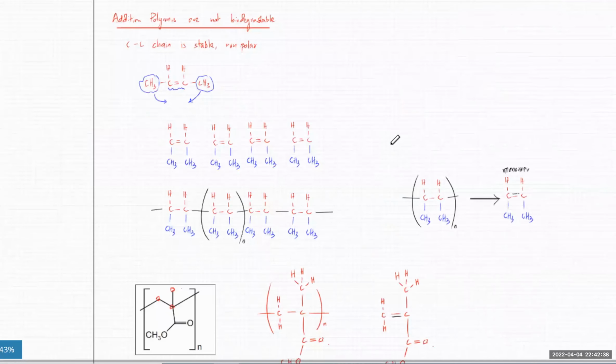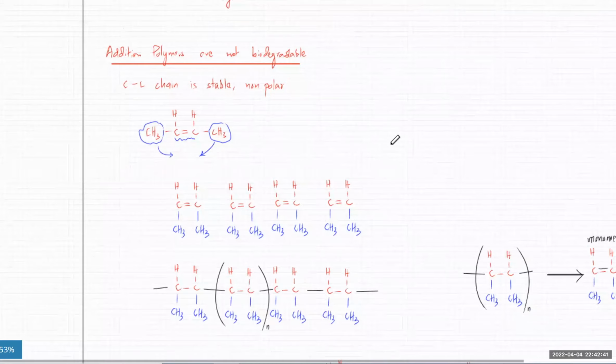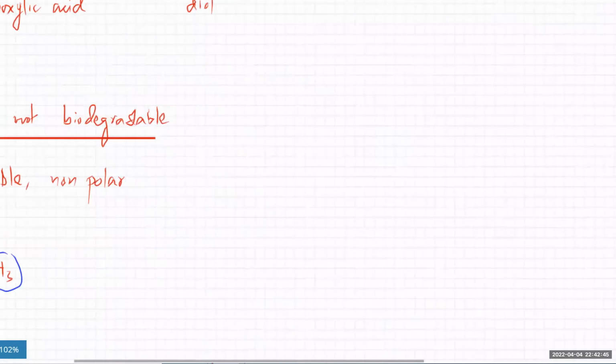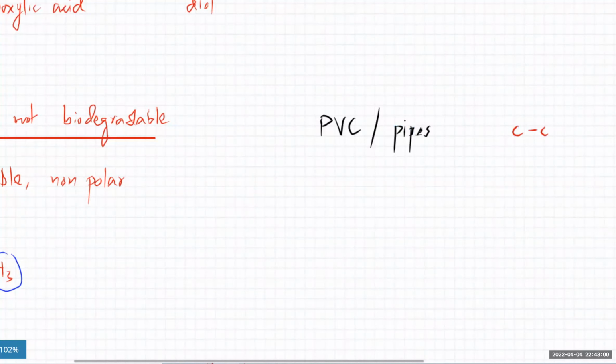So that's about addition polymers. And remember, they're not biodegradable. Addition polymers, I'll just give you some examples. You should know that PVC is used in pipes and tiles, etc. PVC is like polyethylene, except that the monomer is a polyethylene molecule repeating, except that there is one Cl that's substituted. So that is what PVC stands for.